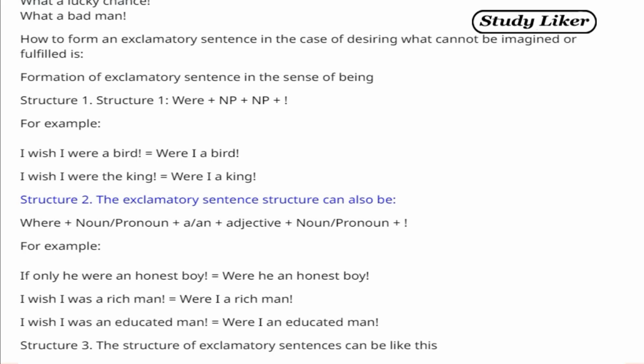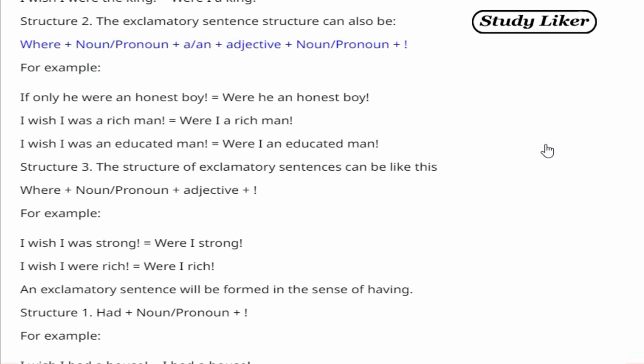Structure 2. The exclamatory sentence structure can also be were plus noun/pronoun plus a/an plus adjective plus noun/pronoun. For example, if only he were an honest boy equals were he an honest boy. I wish I was a rich man equals were I a rich man. I wish I was an educated man equals were I an educated man.